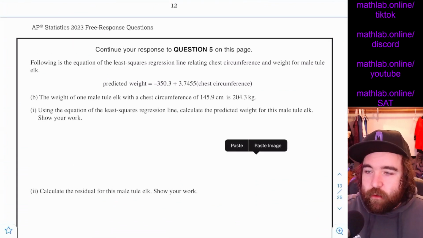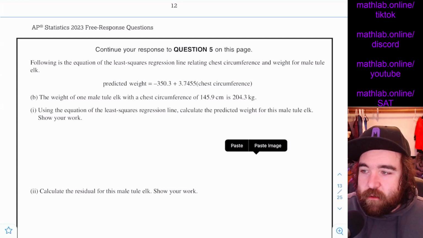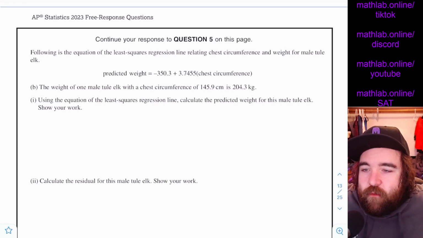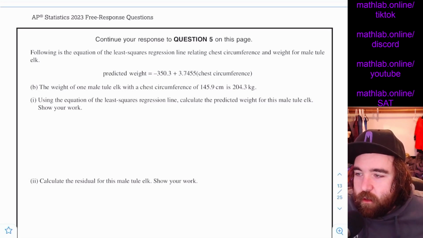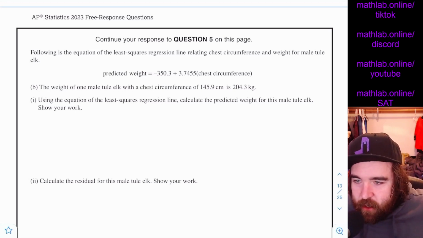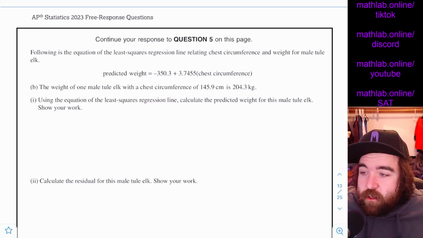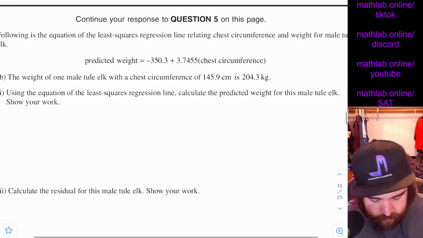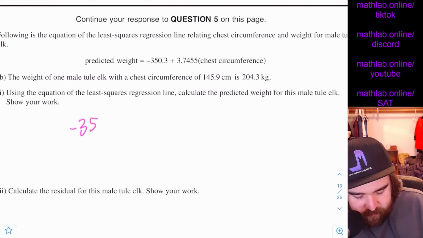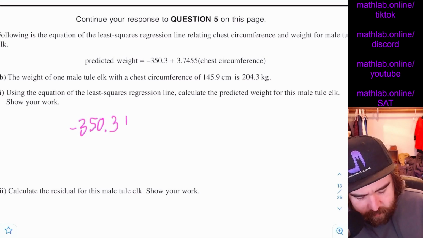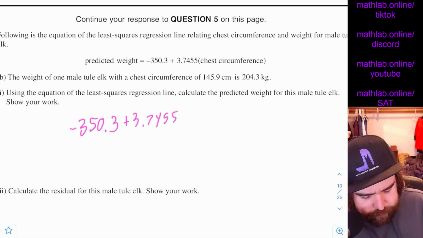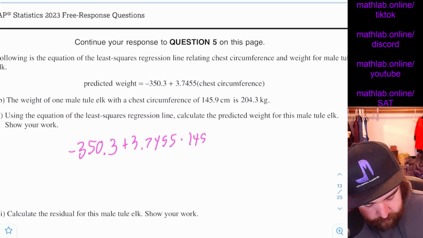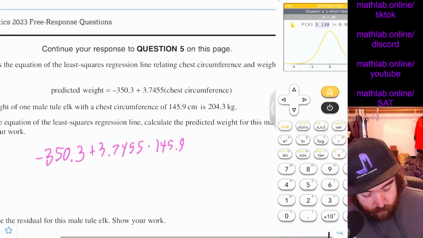Following the equation of the least squares regression line relating the chest circumference and weight for the male tall elk, the weight of one male tall elk with a chest circumference of 145.9 is 204.3. Using the equation of the least squares regression line, calculate the predicted weight for this male tall elk, showing your work. Lovely. So the predicted weight, we just got to plug it into the calculator. And we got to do negative 350.3 plus 3.7455 times the chest circumference, 145.9. We simply go for it.